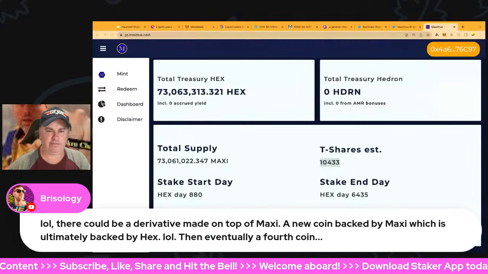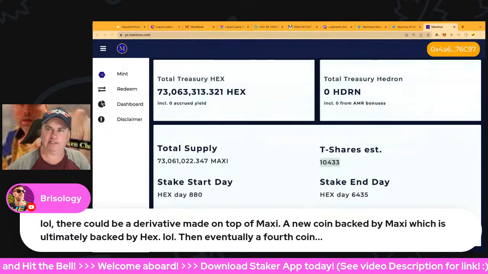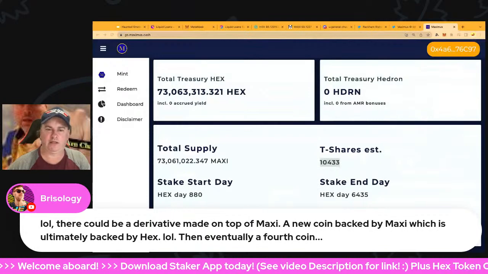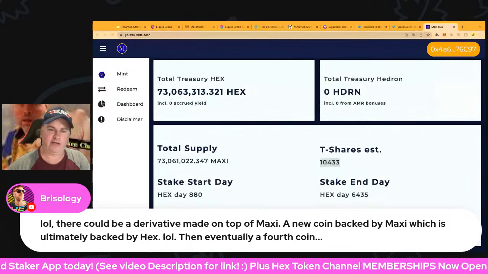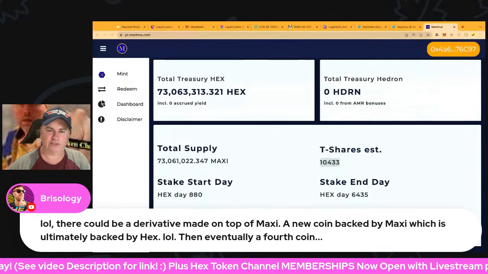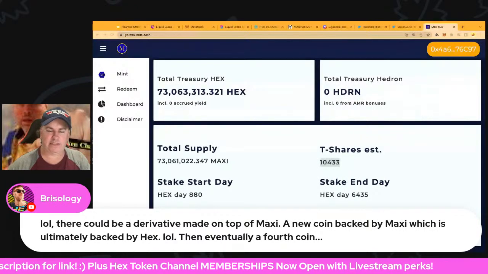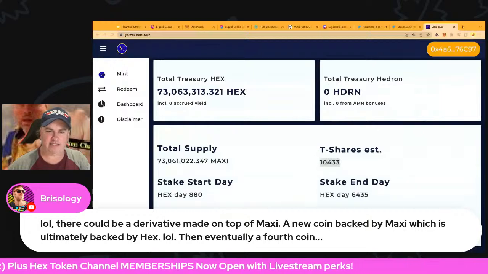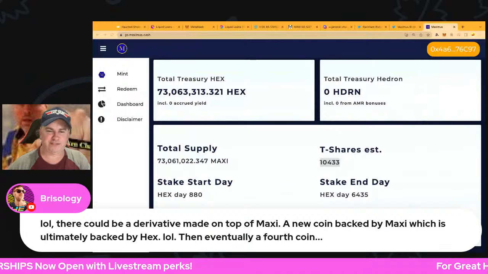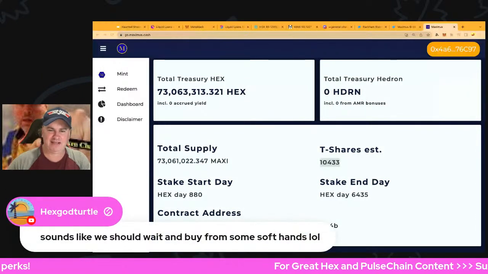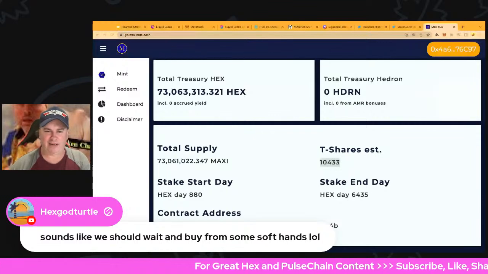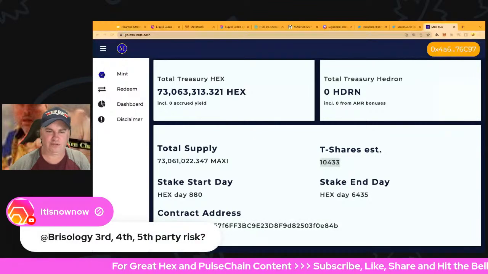There could be a derivative made on top of Maxi. That's true too, Brazology. So Brazology's right. That's why I said that's speculative, but there could be derivatives of Maxi quite easily, and we could see a lot more value drop to Maxi holders. That's speculation, but definitely possible. A new coin backed by Maxi, which is ultimately backed by Hex, and then eventually a fourth coin. I think Brazology has done too much thinking about this, that's for sure. Sounds like we would wait and buy from some soft hands, says Hexcod possibly too.